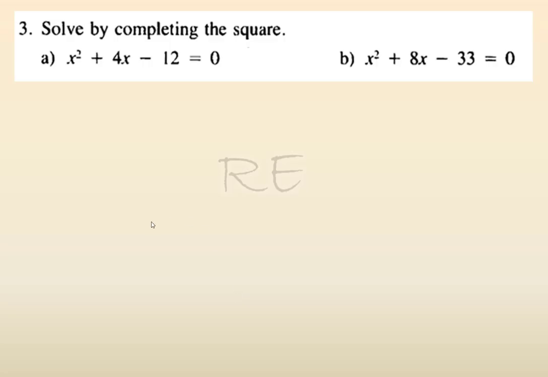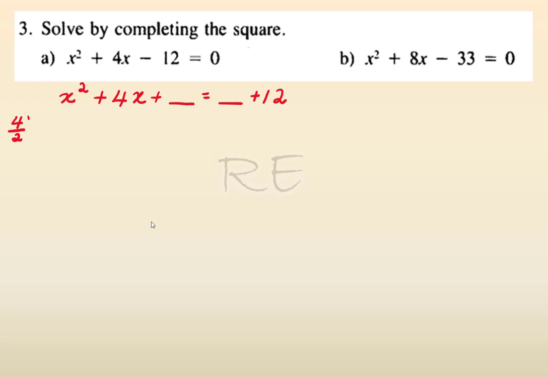Solve by completing the square. x squared plus 4x minus 12 is equal to 0. First, we move negative 12 to the right side and leave space on both sides to complete the square.